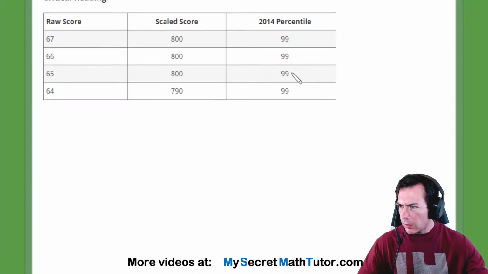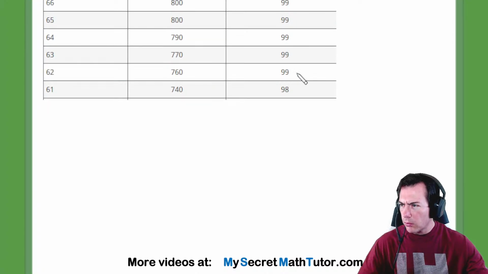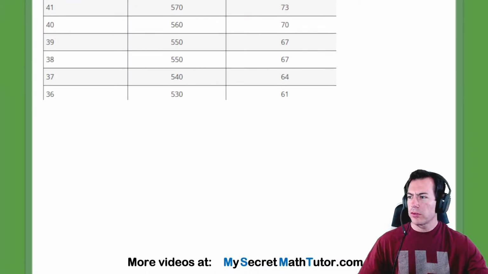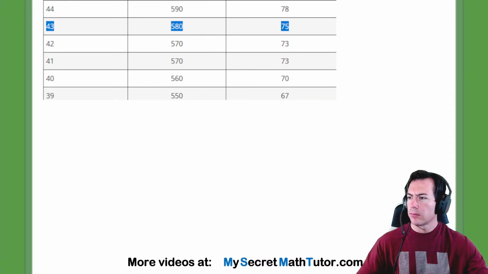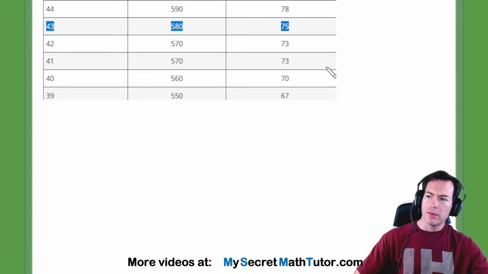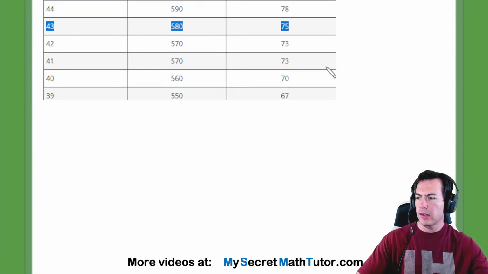So I just did a quick search. This is for the 2014 percentile, the scaled score and the raw score. Okay, so according to the raw score, it says you need to get 43 questions correct to get a score of 580. And if you were looking at the stats from 2014, that'd put you in the 75th percentile, so that's actually pretty good.